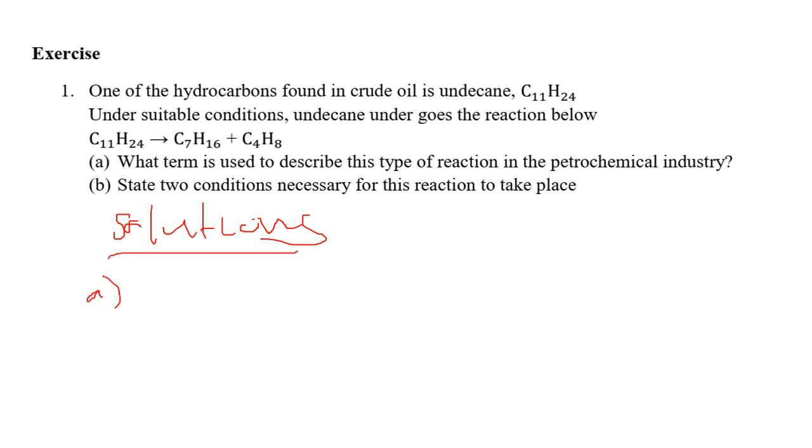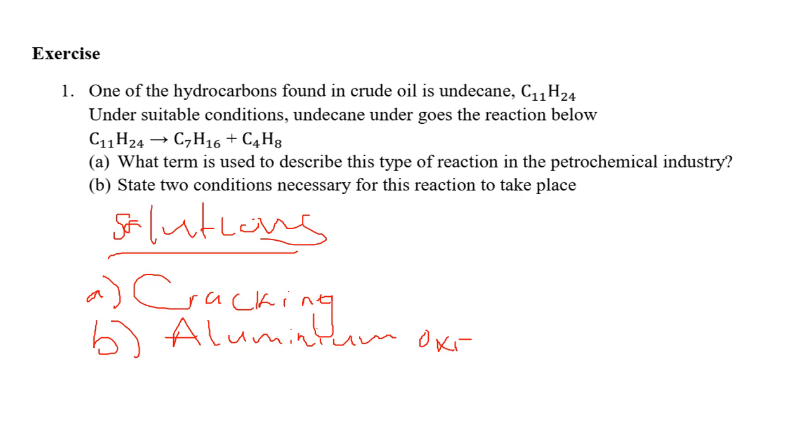For A, the term used is cracking. To be specific, it should be catalytic cracking. Then B tells us to state two conditions necessary for this reaction to take place. For catalytic cracking, number one, you must have a catalyst, which is aluminium oxide or silica. Our next condition is that you must have a temperature of about 600 degrees Celsius. All right, that's it. Then we've answered this question.